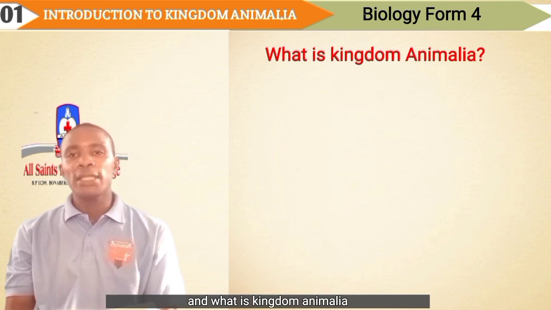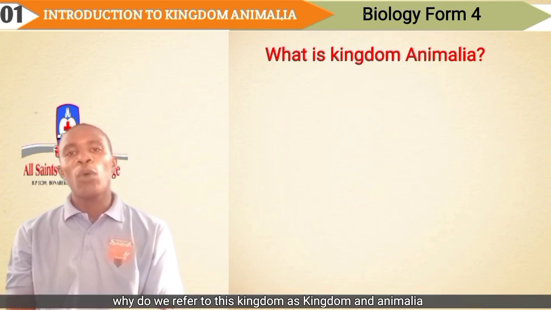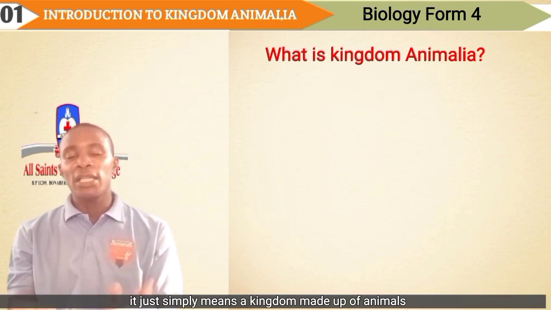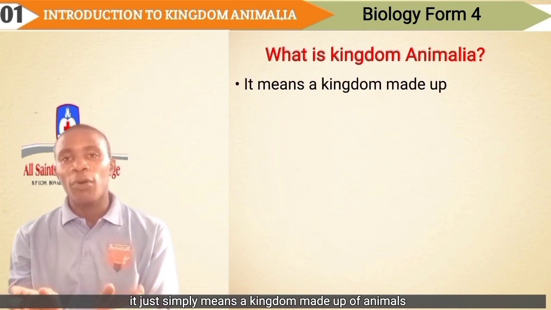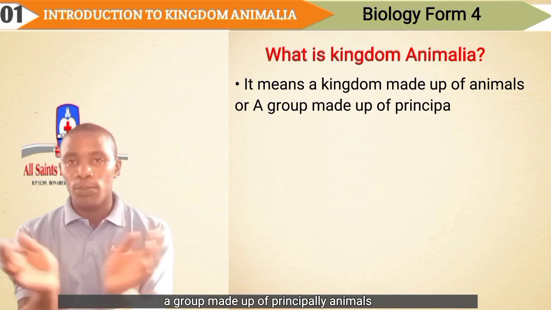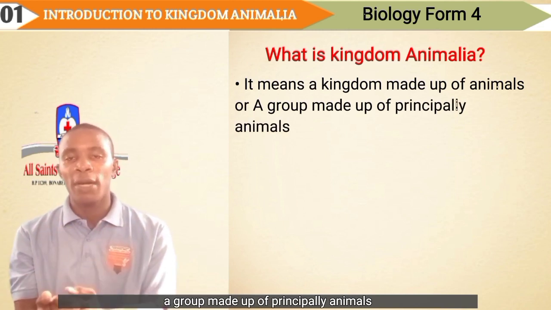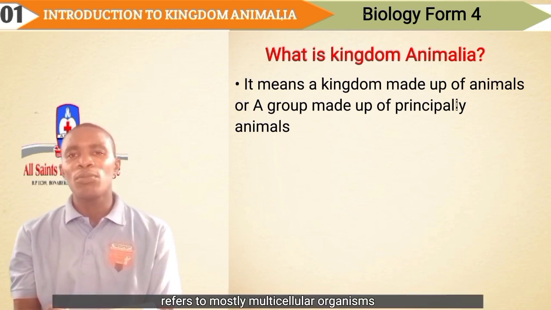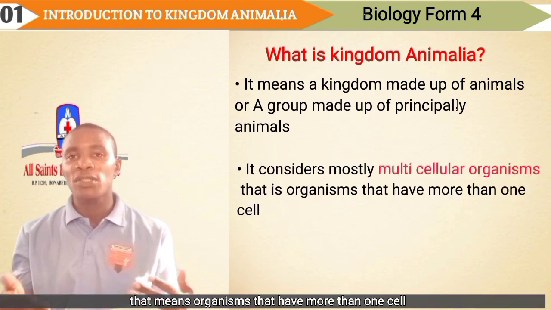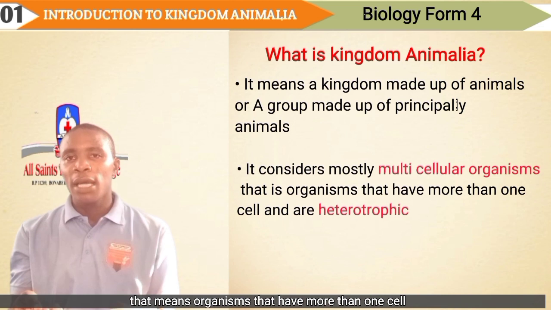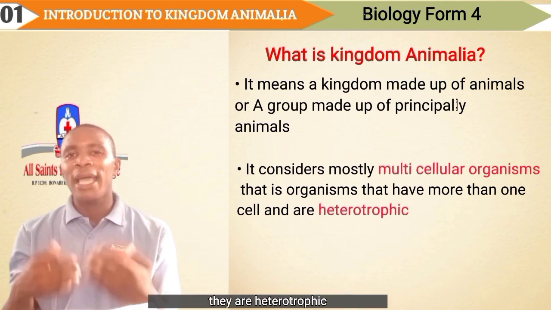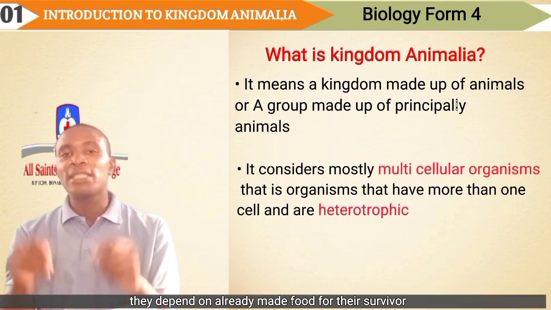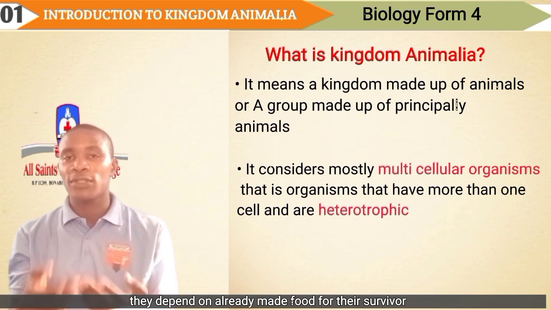And what is Kingdom Animalia? Why do we refer to this kingdom as Kingdom Animalia? As the name signifies, it simply means a kingdom made up of animals, or in other words, a group made up of principally animals. Now, this Kingdom Animalia refers to mostly multicellular organisms. That means organisms that have more than one cell, and these organisms are heterotrophic. That simply means that they cannot manufacture their own food. They depend on already made food for their survival.